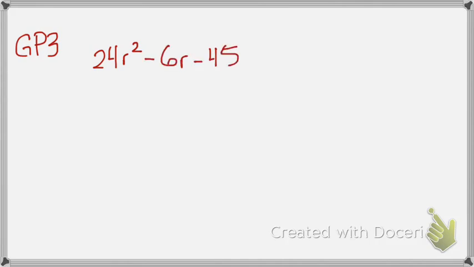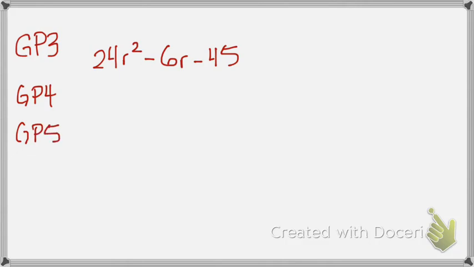So GP number 3. Please go ahead and take a moment to copy this problem down. The numbers are getting much larger, so there's going to be more combinations. 24r squared minus 6r minus 45. Go ahead and copy all of these down, please. These will not have solutions. These are to carry you to the end of the period.